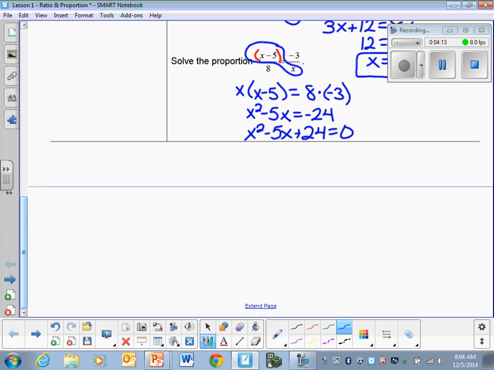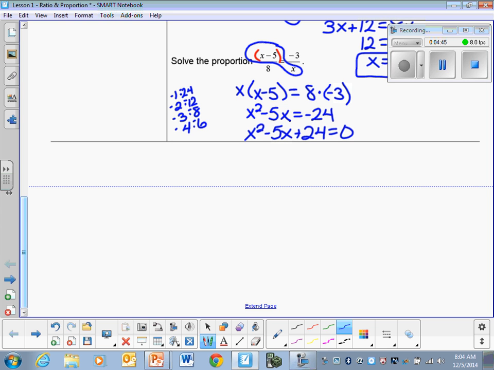All right, positive 24 is 1 times 24, 2 times 12, 3 times 8, 4 times 6, and they both have to be negative in order to factor this. And as I look at it, none of them will add up to a negative 5. So this one cannot be factored.